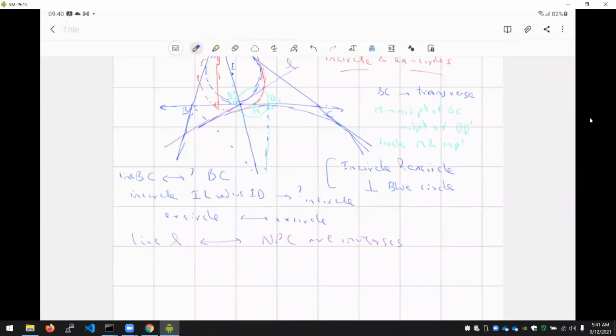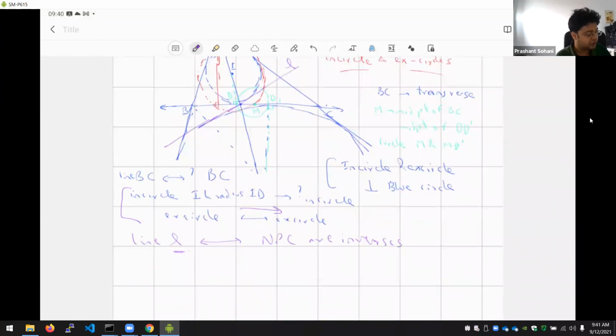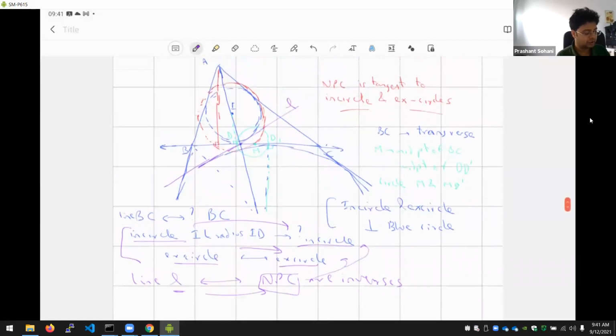Yes, sir. Because if line L is already tangent to the incircle and excircle, and through inversion line L becomes the 9-point circle, and the other two, incircle and excircle, remain themselves, then the 9-point circle is also tangent to the excircle and incircle. That is the strategy. So what we want to show is that line L and the 9-point circle are inverses under this light blue circle. Along the way, we did several smaller conjectures which are straightforward, namely the incircle and excircle being invariant. So this is the last remaining piece to be shown.